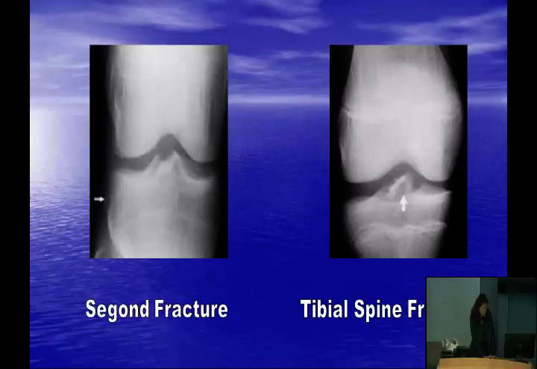So here's the Segond fracture. You can see this little sliver. It's an avulsion fracture on this lateral posterior edge, and here's the tibial spine fracture, okay?